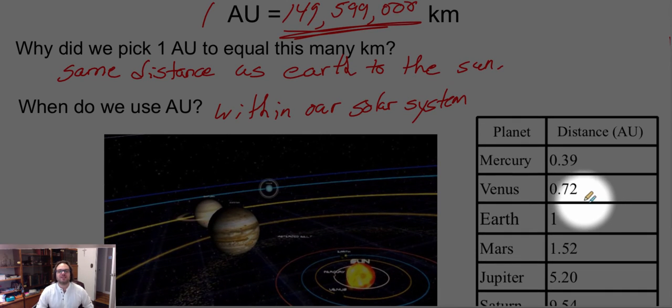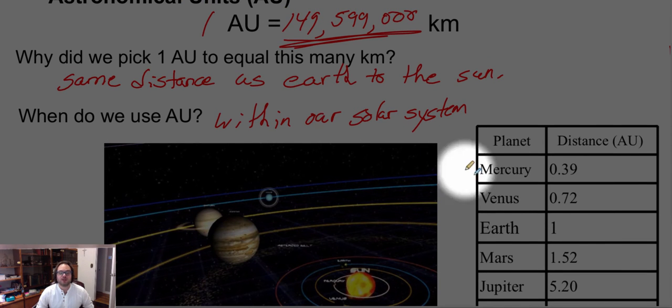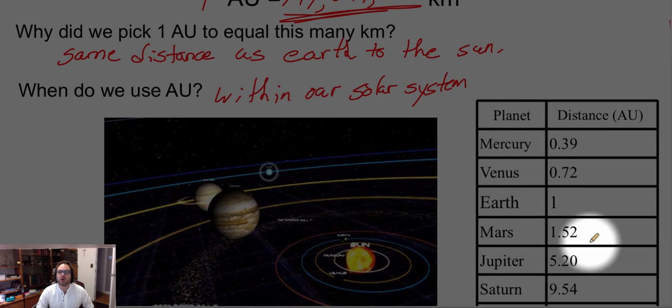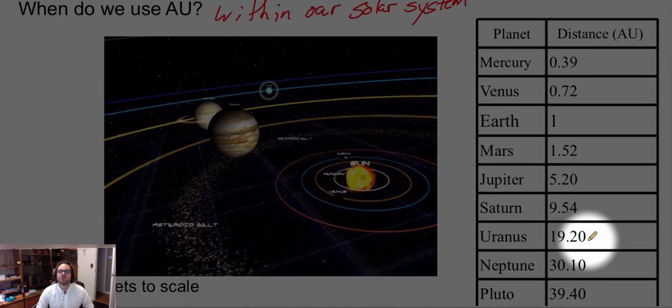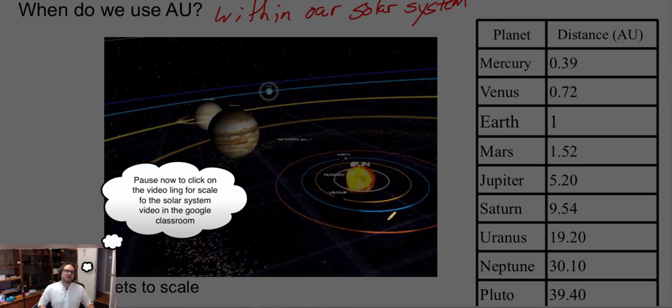Now Venus is 0.72 astronomical units from the Sun. Then Earth is 1 astronomical unit. Then we get Mars, Jupiter, Saturn, Uranus, Neptune, and Pluto. Now the neat thing is, if we actually put this to scale, this is really, really off. And I have a video to show you about that in class.